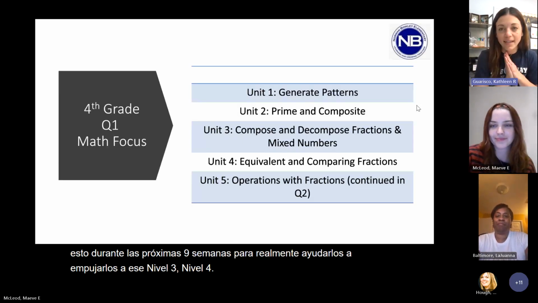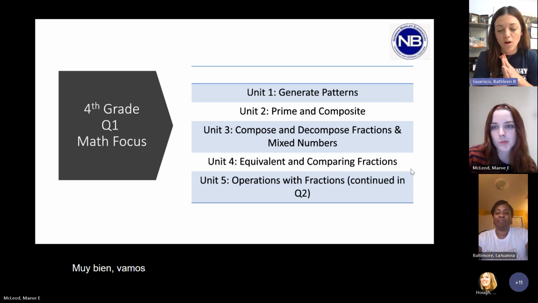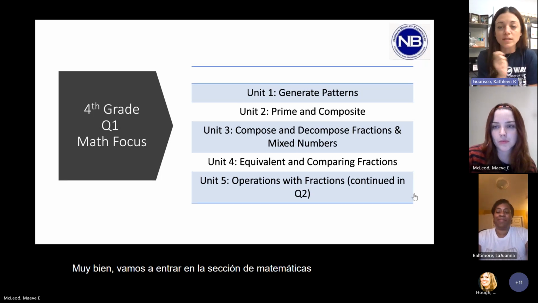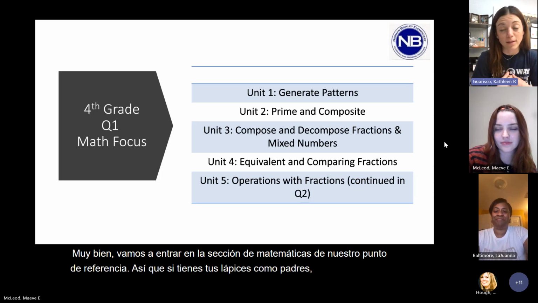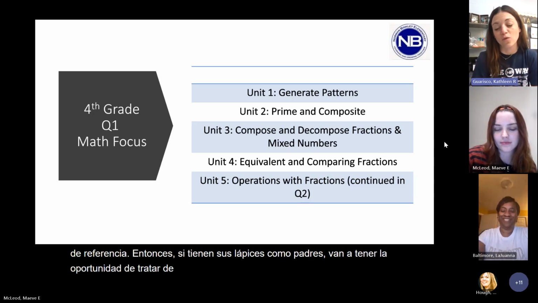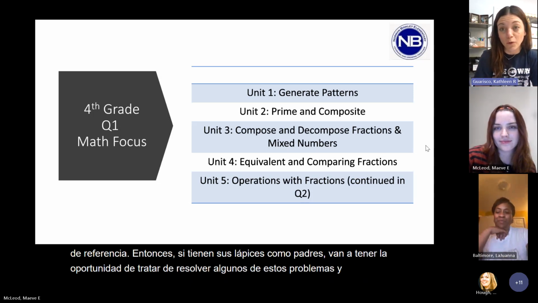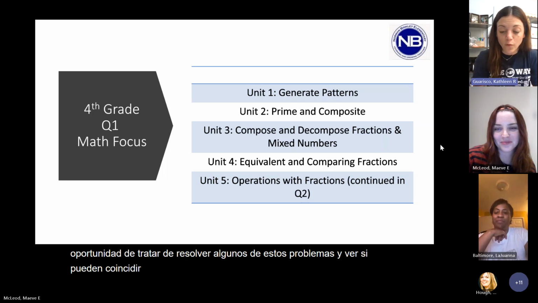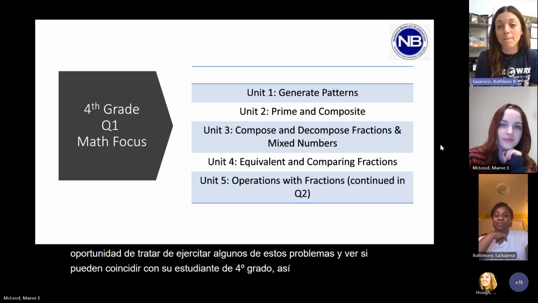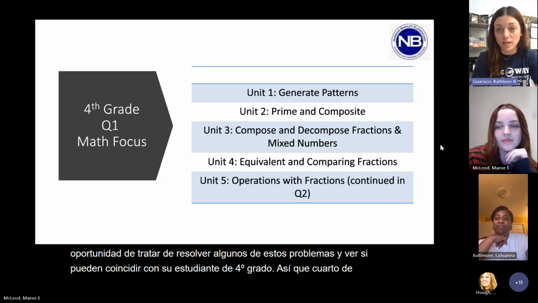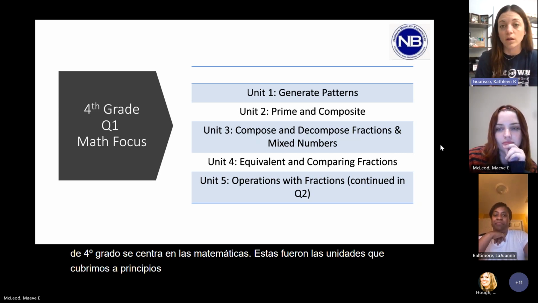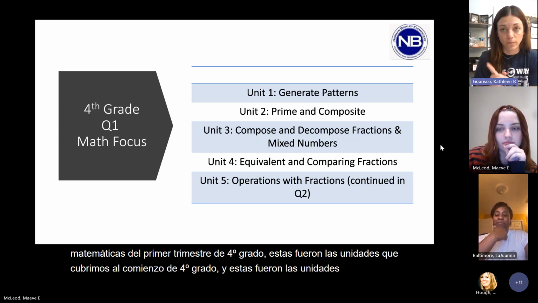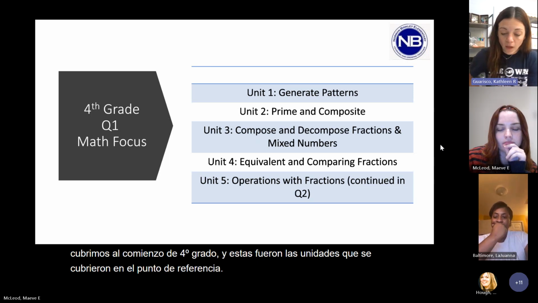All right, we're going to get into the math section of our benchmark. If you have your pencils, as parents, you're going to get an opportunity to try to work out some of these problems and see if you can match up with your 4th grade student. So, 4th grade quarter 1 math focuses. These were the units that we covered at the beginning of 4th grade, and these were the units that were covered on the benchmark for quarter 1.